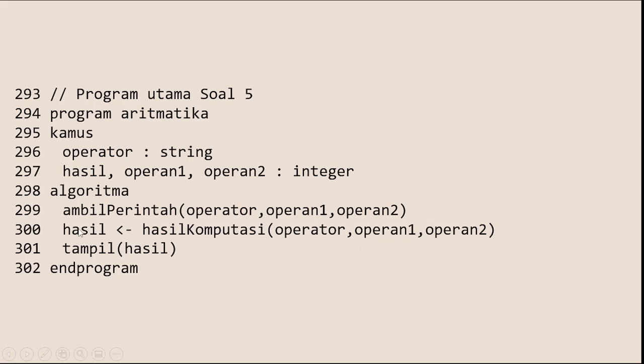And after we get the computation result, we will call the show function with the parameter of result, so it will convert the integer into a string, and if it is a negative number, then it will add minus before the integer. So that's it.